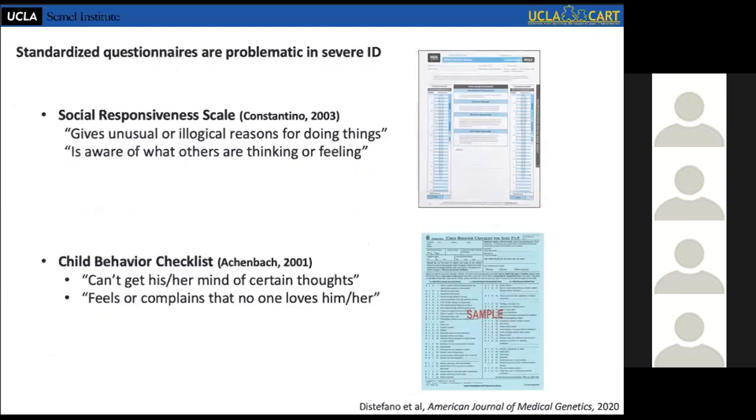We also found that some of our standardized questionnaires that we ask parents, especially around comorbidities or social skills, like the Social Responsiveness Scale, which some of you may be familiar with, or the Child Behavior Checklist, are problematic when we're assessing kids who may not have very much language or may have more severe intellectual disability. We're asking questions like, does your child give unusual or illogical reasons for doing things? Well, if a child doesn't talk, that's a very difficult question for a parent to answer. And so we found that these measures were not as helpful in this population, which again is important when we think about whether we want to use them in trials.